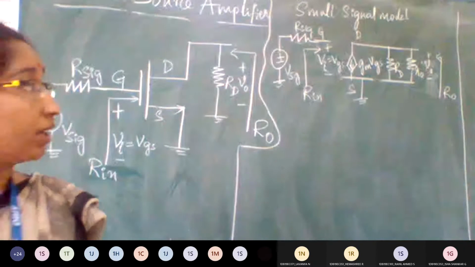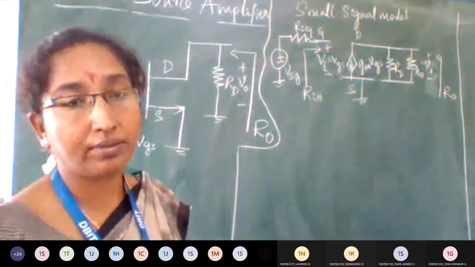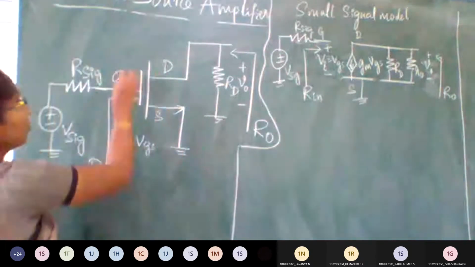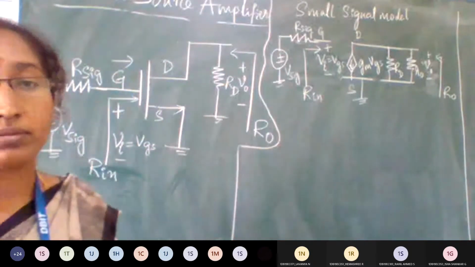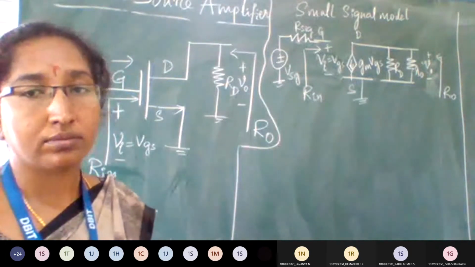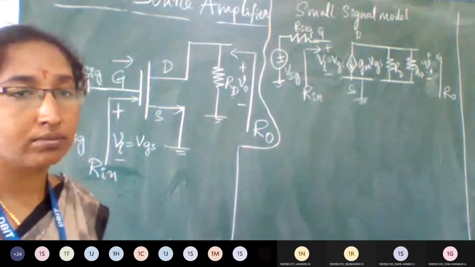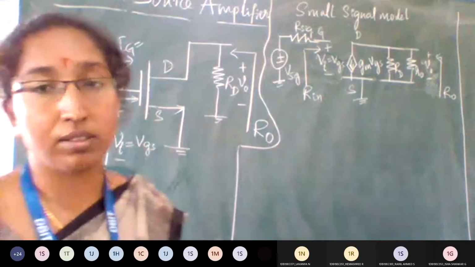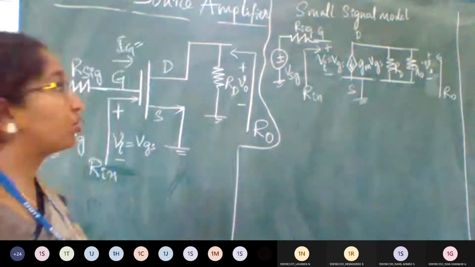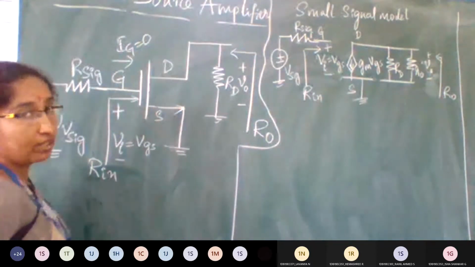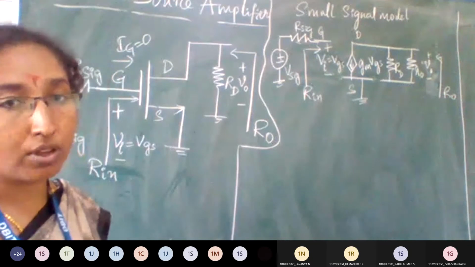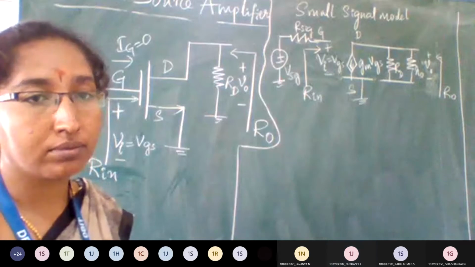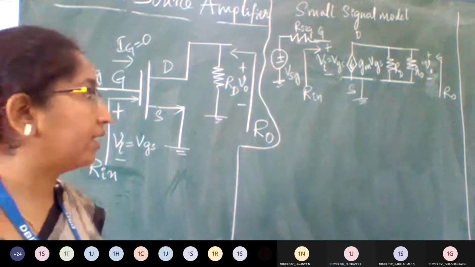Yes, ma'am. So what is Rin always for the MOSFET? What is the input impedance or input resistance? Does any current flow into the gate? What is IG? Current. Always no current flows into the gate. So IG is 0. IG is 0 means what will be the input resistance? It will be very high. Yes, very good.